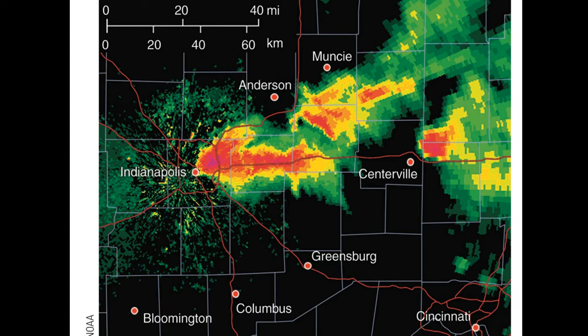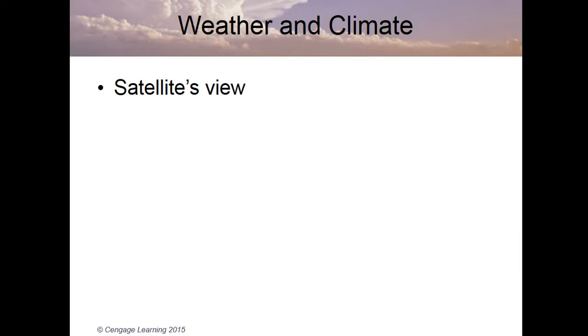So this is a radar image that's showing precipitation over portions of Indiana. So it can tell you where the heaviest rain may fall, and you can watch it over time. We have, depending on the types of satellites that we use, different views.